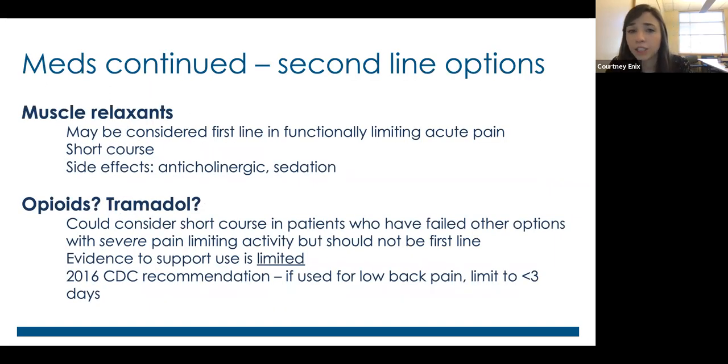Some second line medications and things that you might see that patients are prescribed whenever they're coming in for acute low back pain, or that you should be thinking about. Muscle relaxers. So I think about this in patients who are having functionally limiting acute low back pain, especially if they're giving me some history that makes me think about there being a spastic component. Again, this will be a short course.